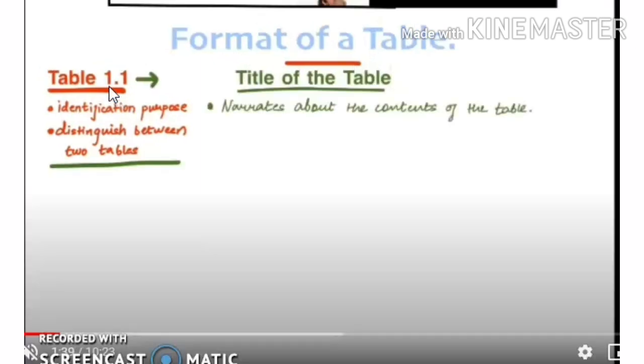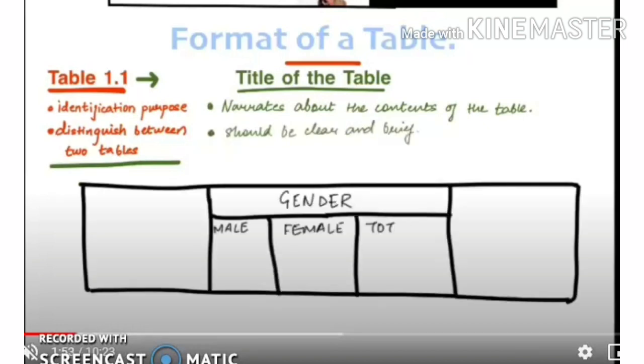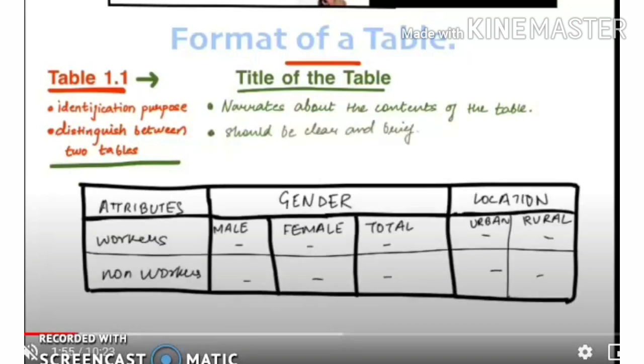So next is the title of the table. It narrates the contents of the table, and by reading it we can understand what the table is about. It gives a brief description of the contents of the table and should be clear and brief.